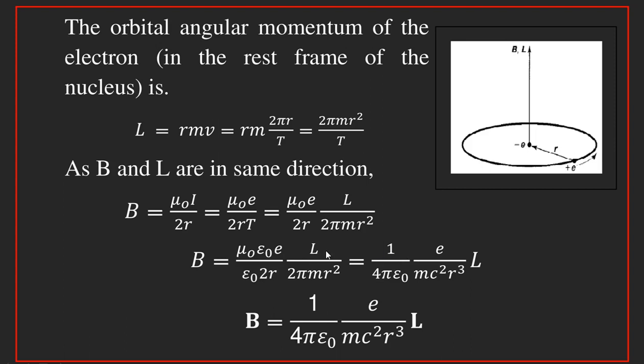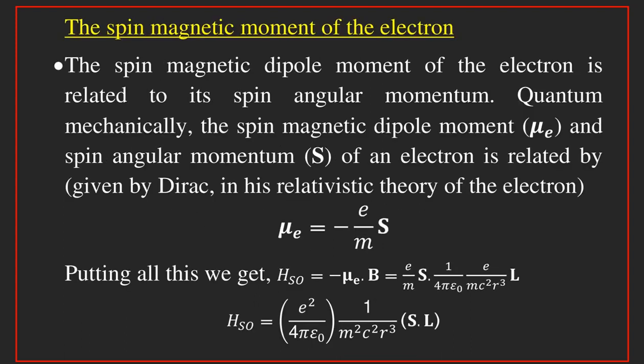Now that is equal to 1 by 2 into 2 by 4 pi epsilon 0 into e by m c square. C square is coming from mu 0 epsilon 0, since mu 0 epsilon 0 is equal to 1 by c square, that is c square r cube L. Now in vector form, both B and L are in the same direction, so vector B is equal to this scalar, that is this much quantity, into L. So we have found the value of magnetic field B in terms of the orbital angular momentum of the electron.